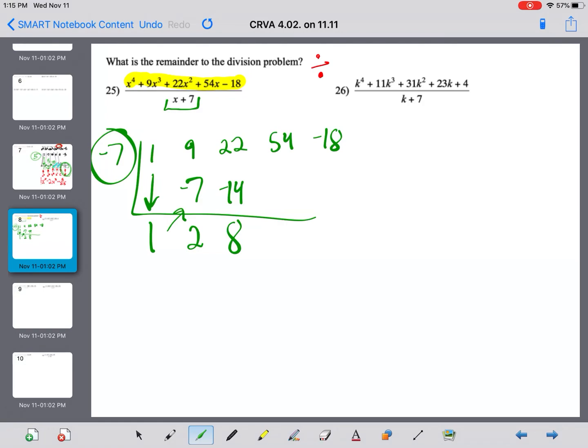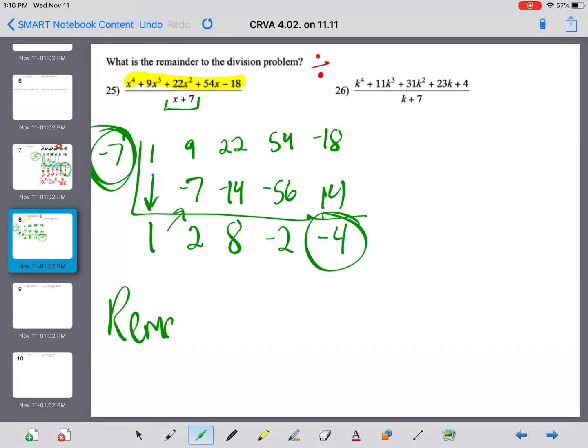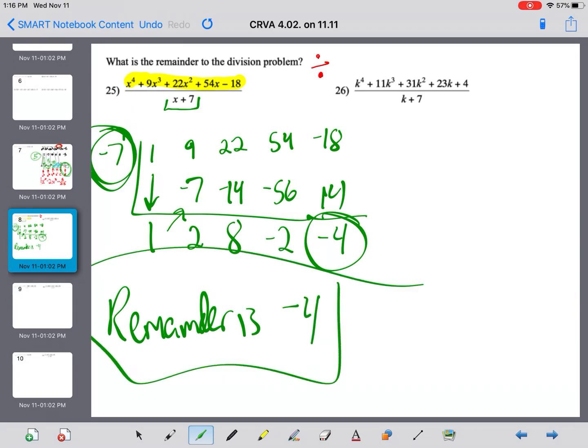8 times negative 7 is negative 56. Add vertically, you get negative 2. Negative 2 times a multiplier of negative 7 is positive 14. Add vertically, you get negative 4. And I am done with the synthetic division machine. I'm done with that process. My remainder is negative 4. Remainder is negative 4. Hooray.